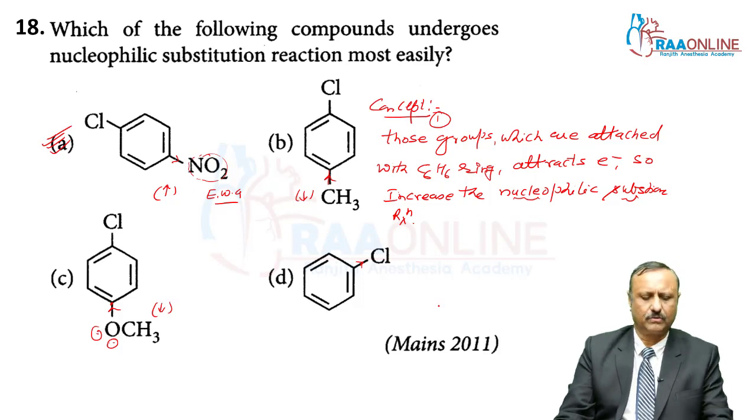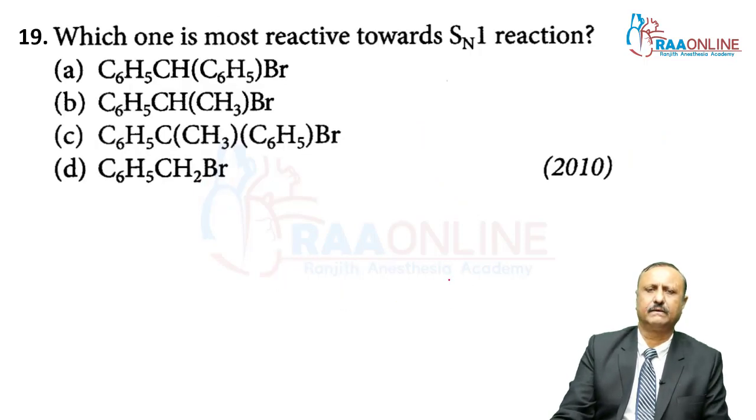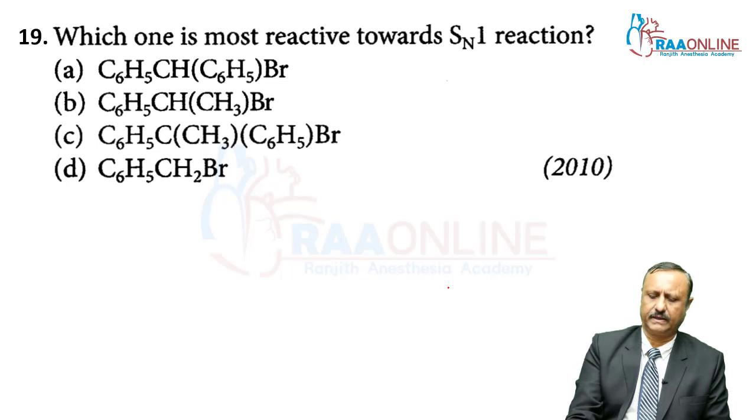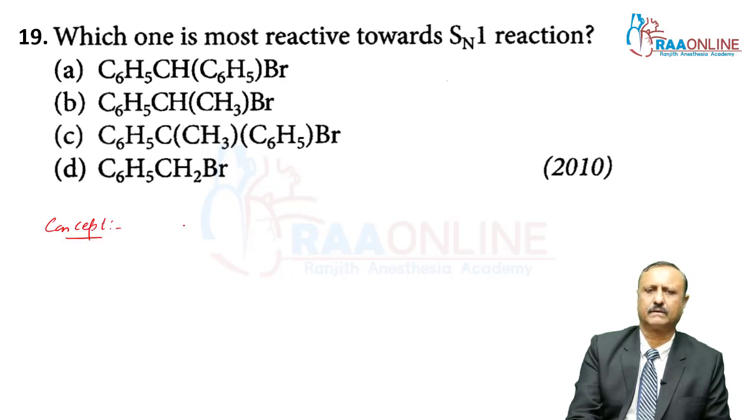Now, my dear students, this question was asked in NEET 2011 and this is the concept of this question. Now, we can go to question number 19. Which one is most reactive towards SN1 reaction? Earlier, I gave you the concept: SN1 reaction is given by carbocations. So, tertiary carbocation is more stable. So, you can see the reactivity depends on the stability of carbocation.